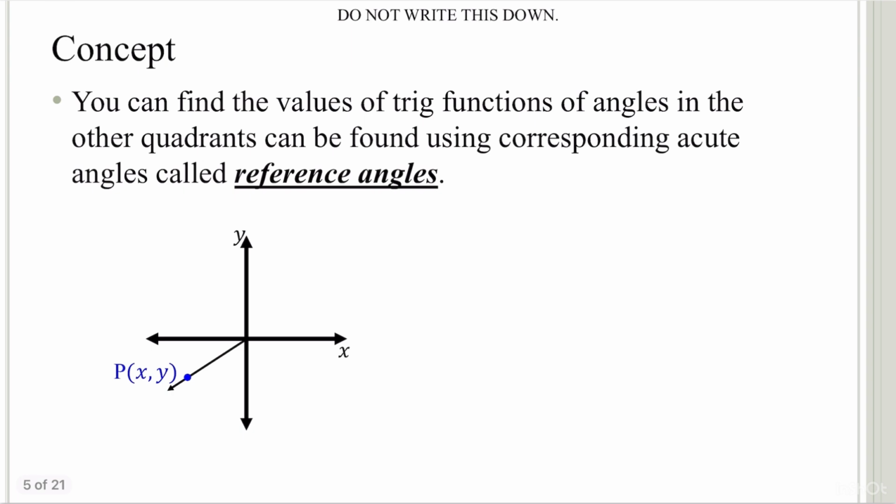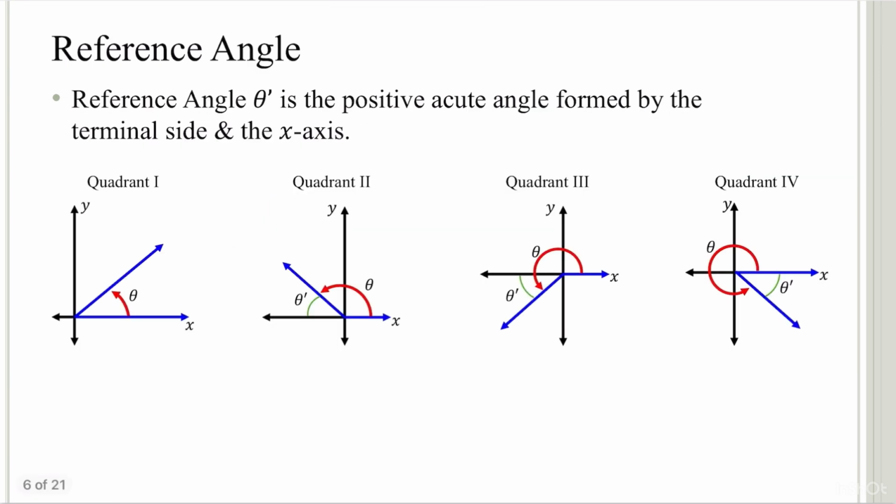Well, today's concept is going to be about finding the trig functions of angles that are in other quadrants besides the first quadrant, and they can be found using what's called corresponding acute angles called reference angles. Okay, so reference angles are different depending on which quadrant you are in. By definition, the reference angle, which I'm going to call theta prime, so that little apostrophe there, I'm just going to use the word prime, is the positive acute angle formed by the terminal side and the x-axis.